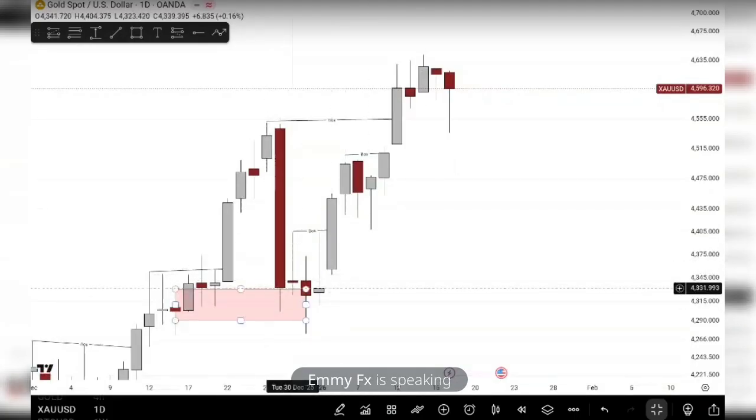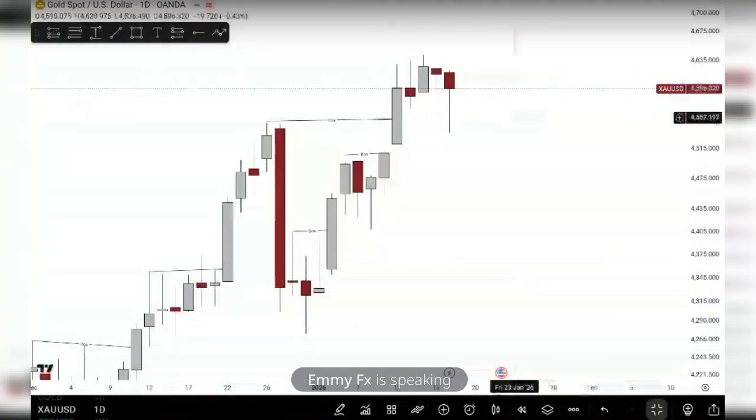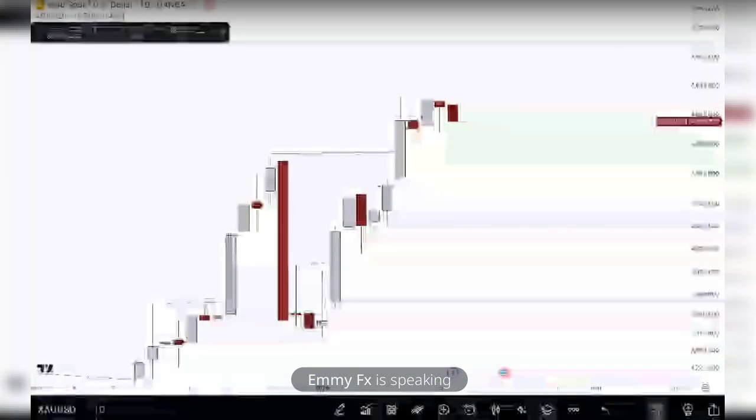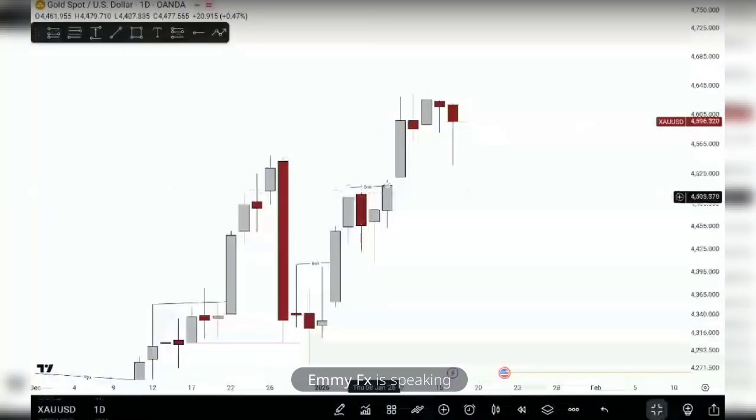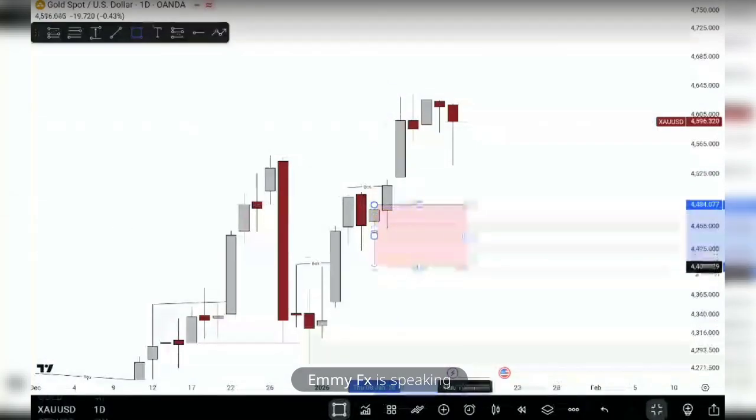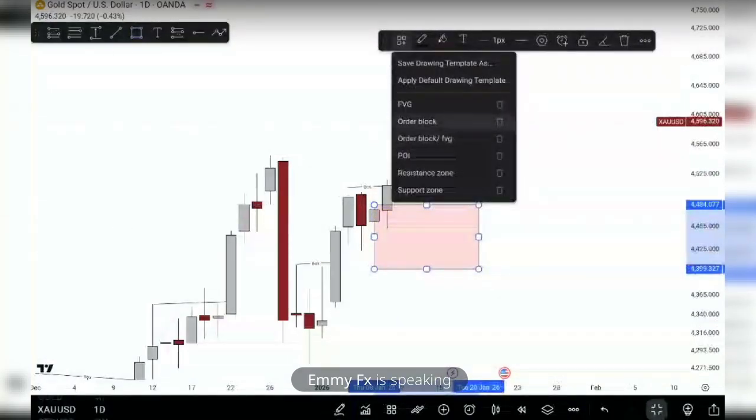But I want us to move to the recent price movement, right? So let's move to the recent price movement and see what price is finding. So we have this internal break of structure at the spot. This is the order block that causes this internal break of structure at the spot.